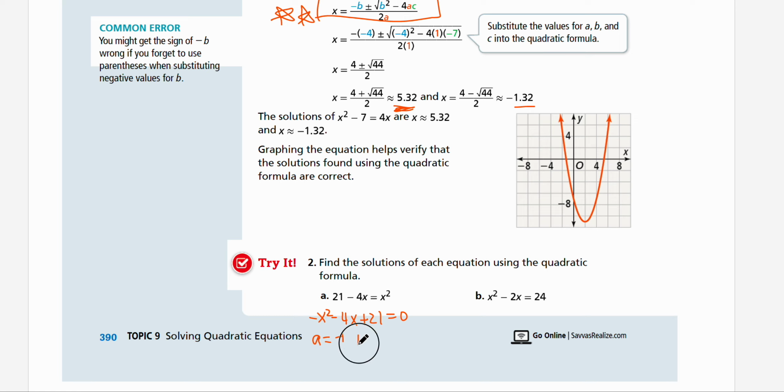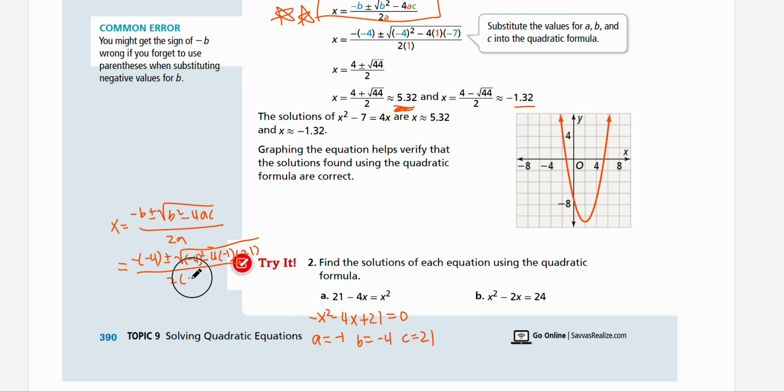So A is -1 here, B is -4, C is positive 21. If you put all the terms on the other side, you will probably have different signs for each one. So +1, +4, and -21. It will give you the same answer, okay? So use the quadratic formula. X is equal to -b plus or minus root b squared minus 4ac all over 2a. So -b, -4 plus or minus -4 squared minus 4 times ac all over 2 times a.